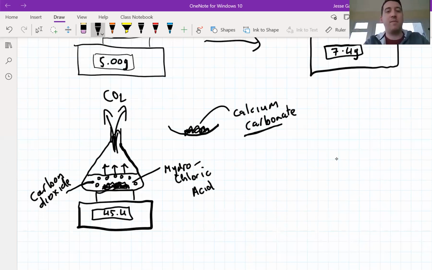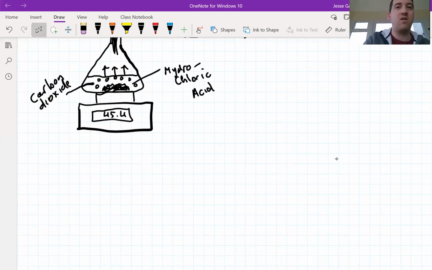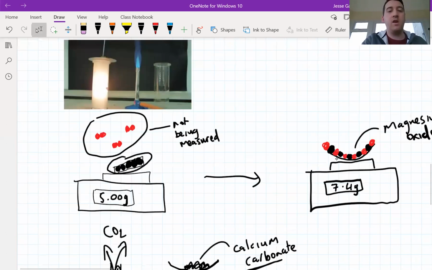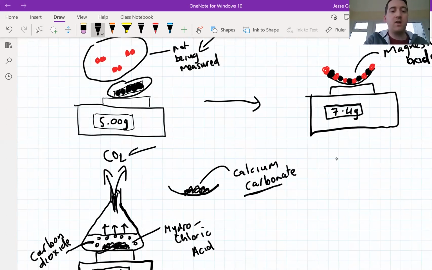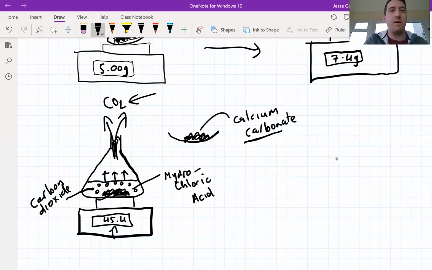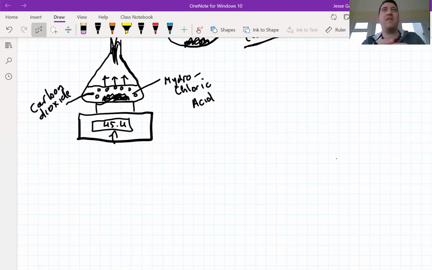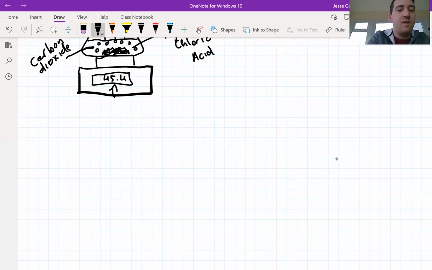So when mass appears to be gained or lost in a reaction, that means that gases are involved. So just like up here, a gas was not being measured. And here, the carbon dioxide, that's also not being measured down here because it's escaping. So generally, if we see something that appears to be breaking the law of conservation of mass, it's doing that because gases are involved.